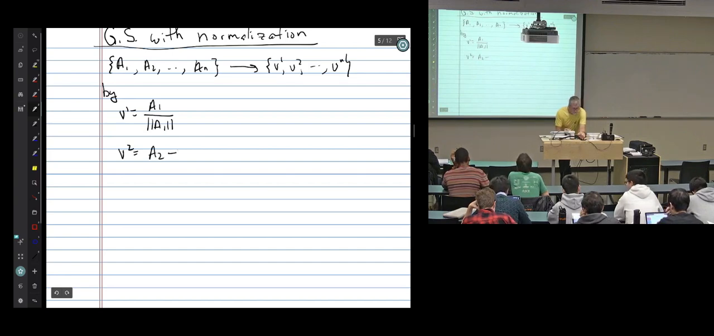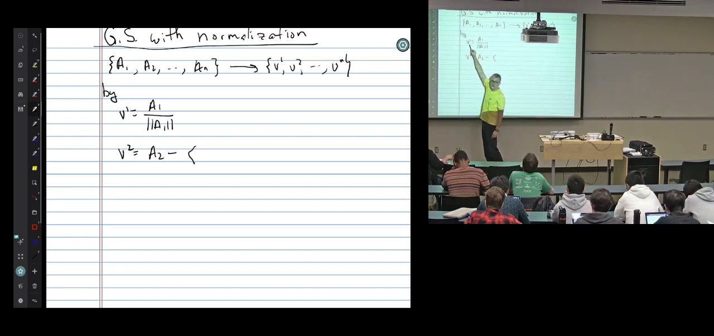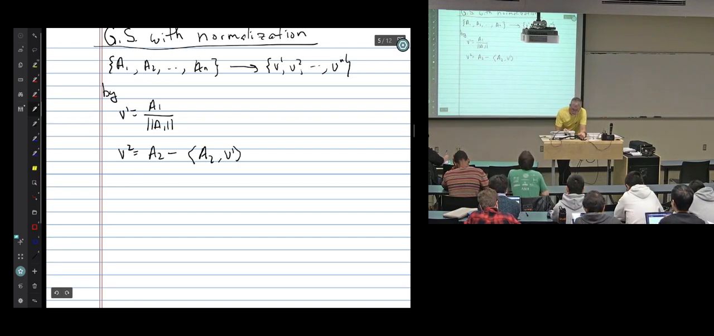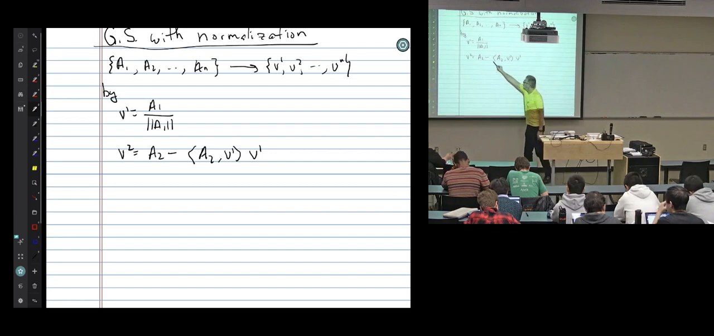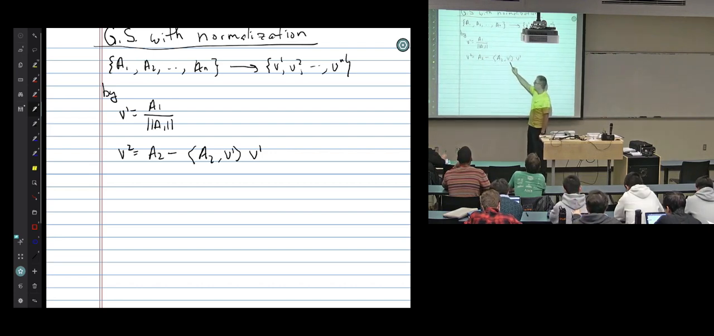V2 is A2 minus, and then I want to remove the projection of A2 onto V1 so it becomes orthogonal. That's all I'm really doing. If I take A2, its inner product with V1, and then multiply it times V1, that's the projection of A2 onto the vector V1. Now, why do I not have here divide by inner product V1, V1? Because it's 1. If we're not normalizing, we just divide this by inner product V1, V1. I could write it here, it wouldn't be wrong.